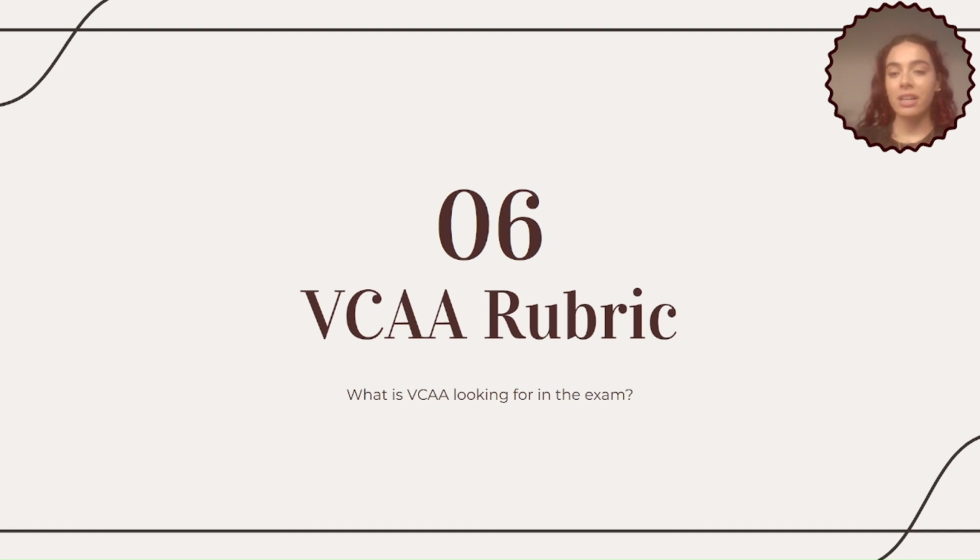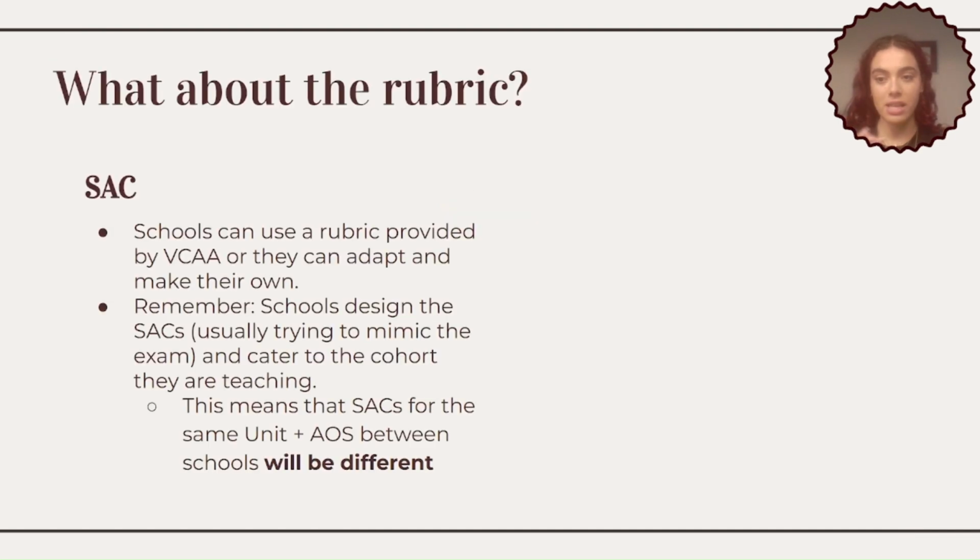Final section, the VCAA rubric. So, what is VCAA looking for in the exam? When it comes to the SAC, as I said earlier, schools can use the rubric provided by VCAA and they can adapt it, or they can keep it completely the same, or they can make their own. Schools are designing SACs specifically to cater to their cohort. I will say it again. VCAA have provided outcomes and skills that they want to be assessed. And your school has the ability to create the SAC that fits the assessment of those skills, but also matches the cohort.